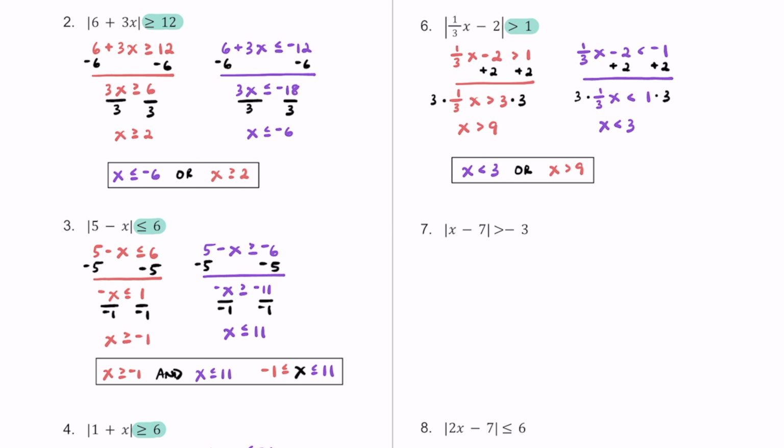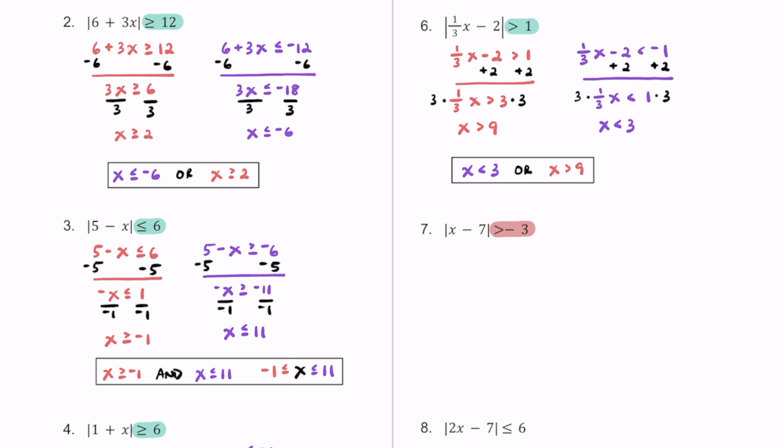Here's number 7. For number 7, we have the absolute value of x minus 7 is greater than -3. Now this one's pretty interesting, we should take a look at. There was one initial one we did in number 1 where that one was interesting. This one's interesting for a different reason though. Here on the left side we have the absolute value of an expression, but on the right side we're saying it is greater than a negative number.